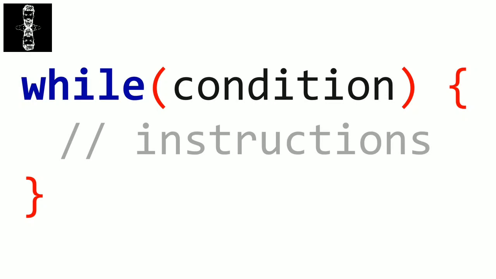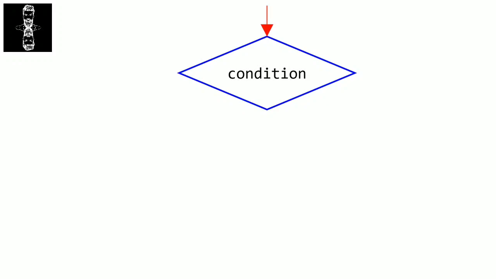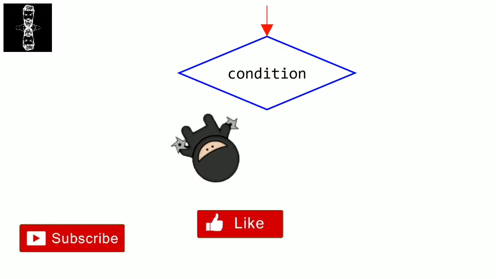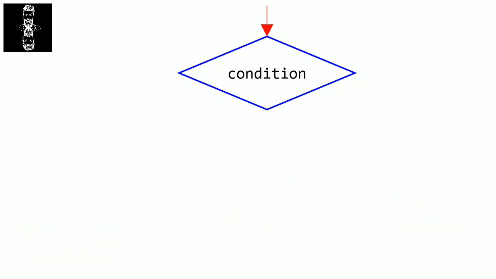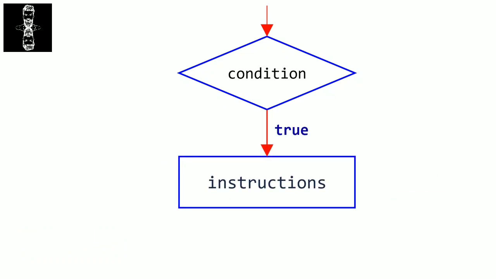We represent it using this schema. First, we evaluate the condition. It's a Boolean expression, so we have two possible cases, true or false. When the condition is true, we move to the body of the loop and we execute the instructions. Then we go back to the condition and we evaluate it again.